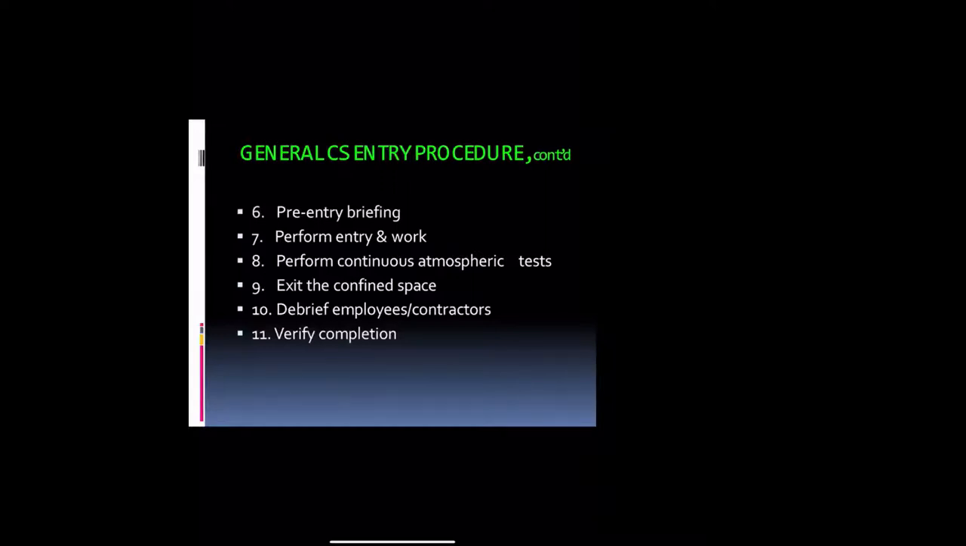You should exit the space, and obviously that's when you're done, or if you're called out. Number 10, it says debrief the employees and contractors. This is done by the area supervisor. If you have anybody in the hole, you need to make sure you do a debriefing that basically discusses the success of the work. How did it go? Did you realize or see anything in there that maybe shouldn't have been in there?